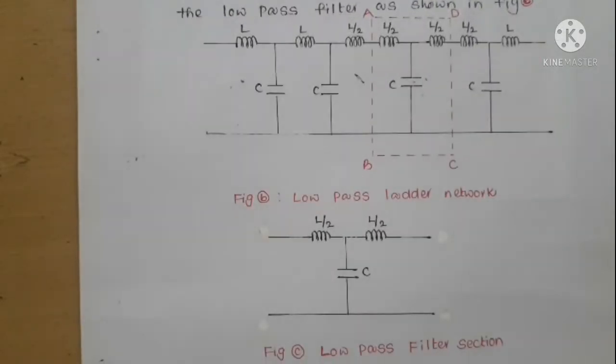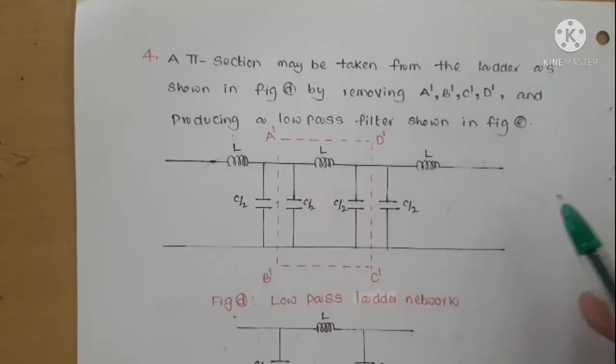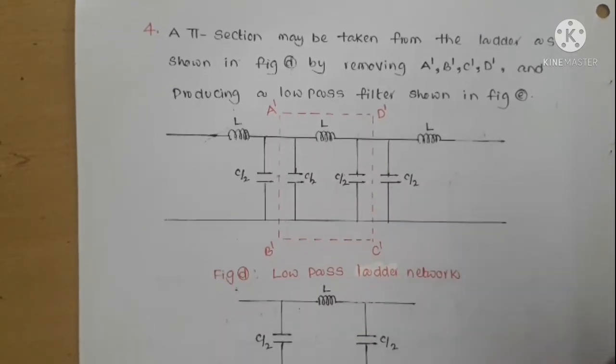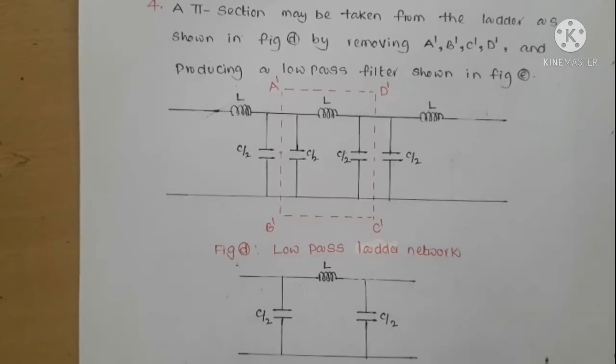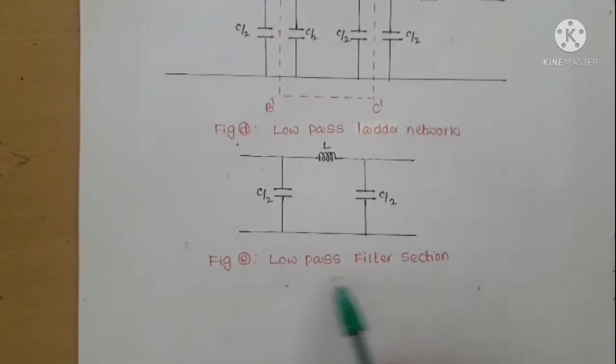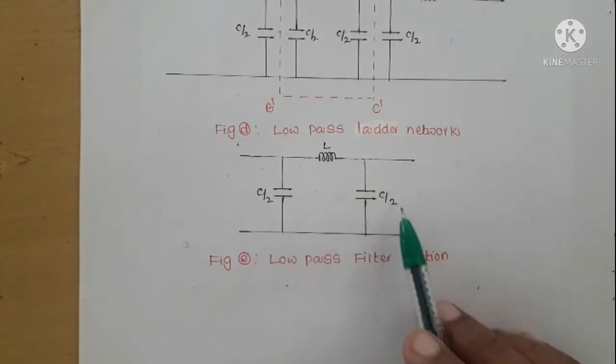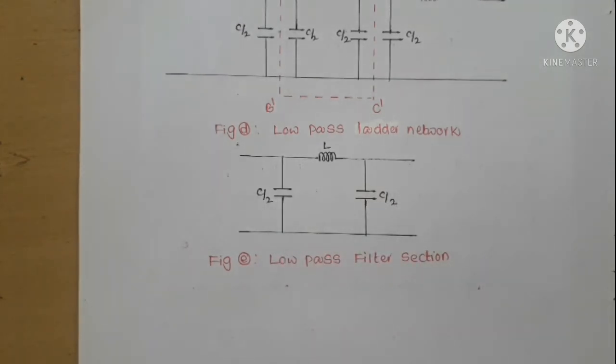Similarly, this is a low pass ladder network, and if you want to take out one pi section, this is one pi section: inductor L, C by 2 capacitor and C by 2 capacitor.